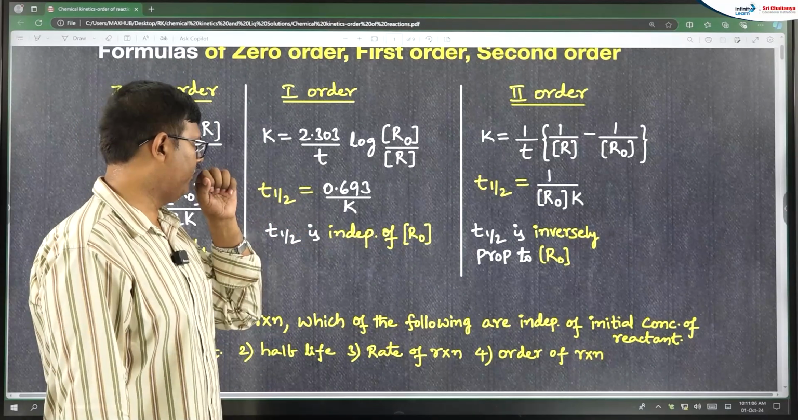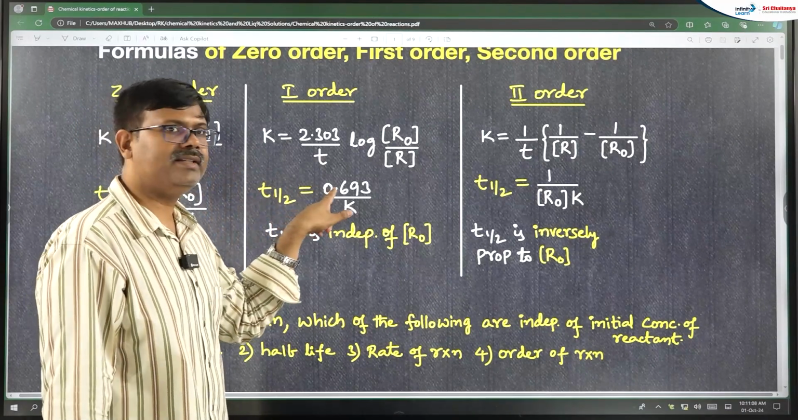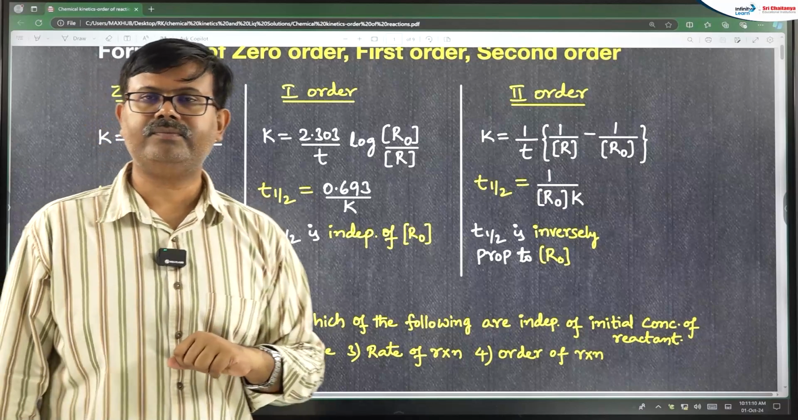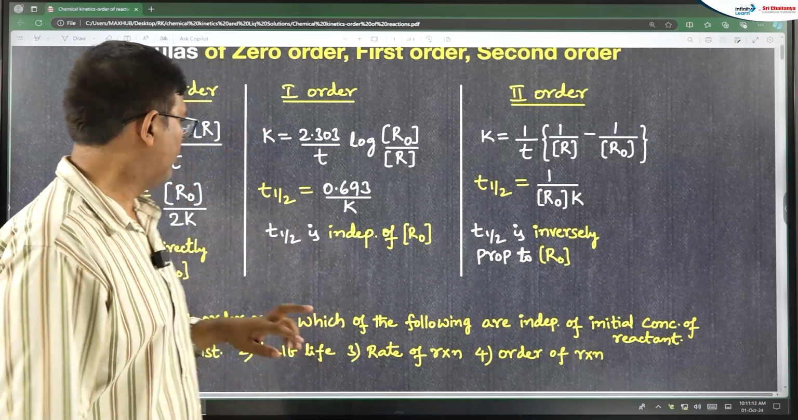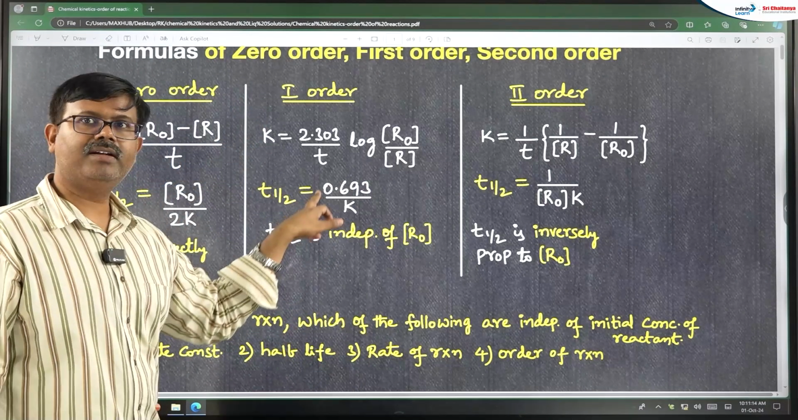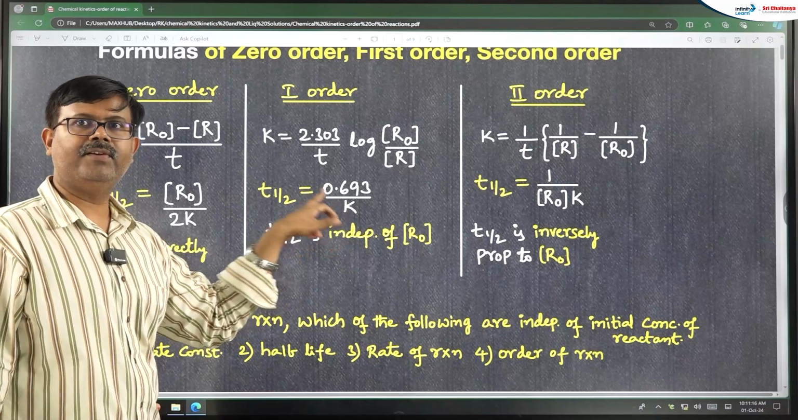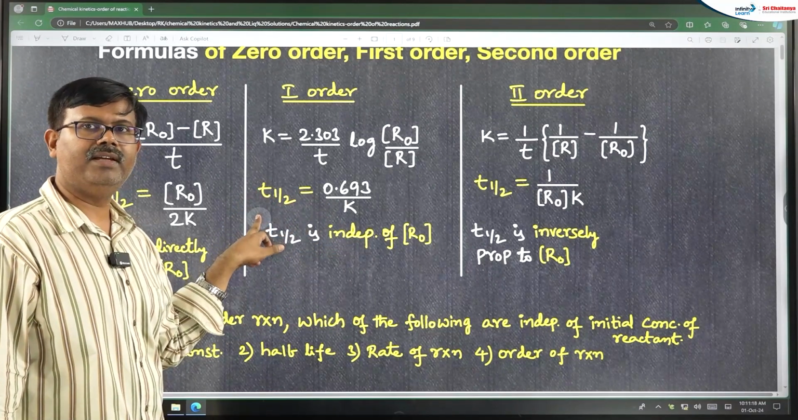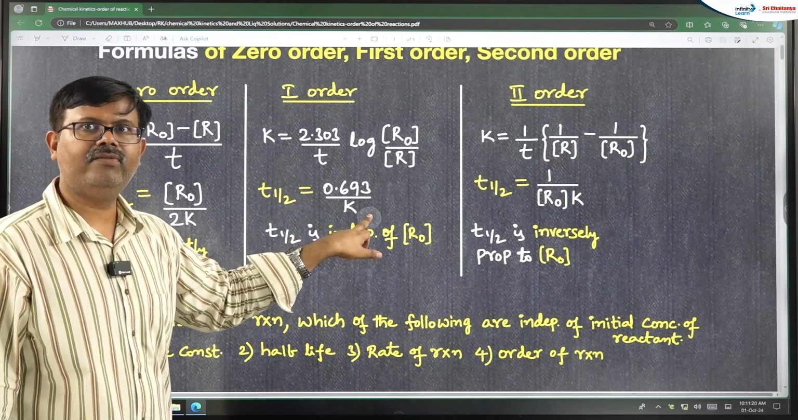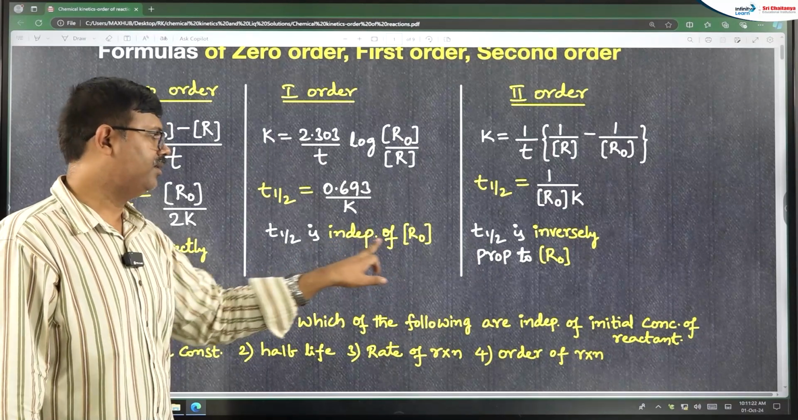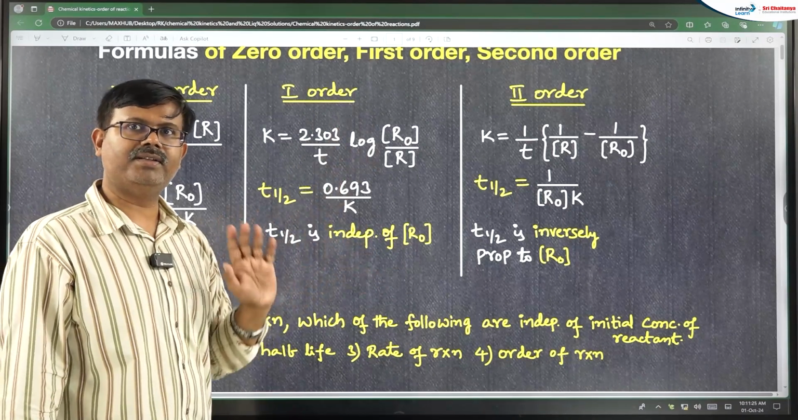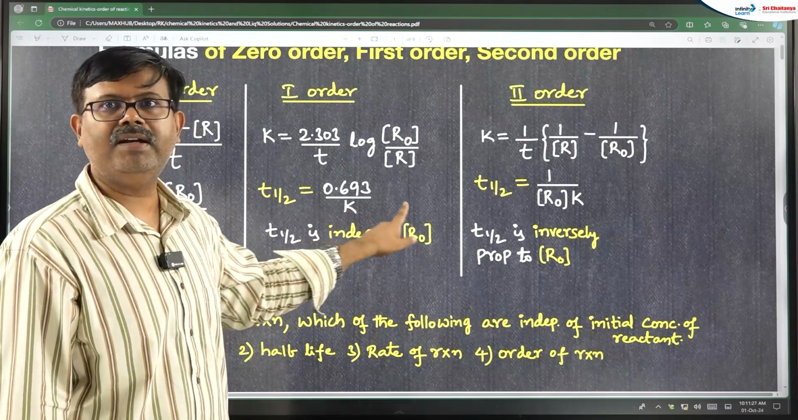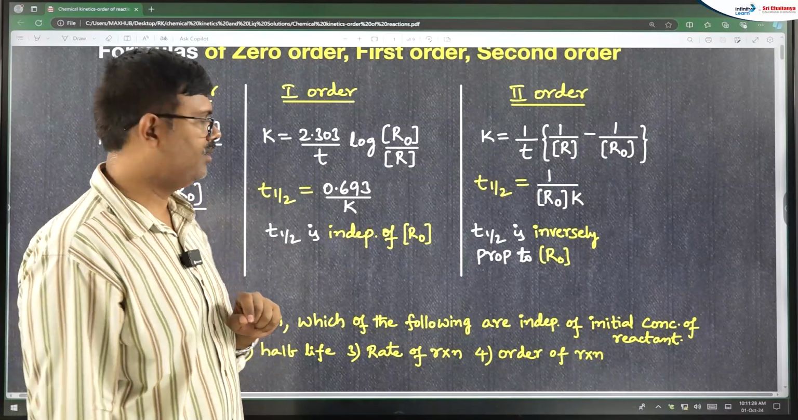The half-life formula is 0.693 by K. Here there is no initial concentration term anywhere. Therefore, can I say half-life is independent of initial concentration in first order reactions? Yes, I can say it is independent of initial concentration.